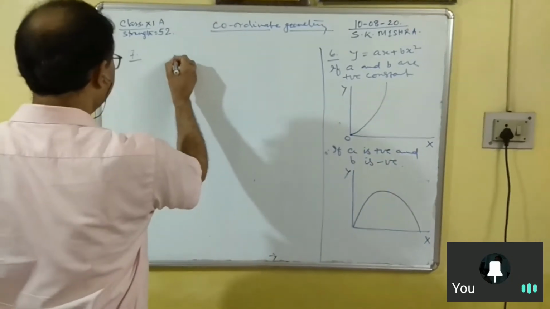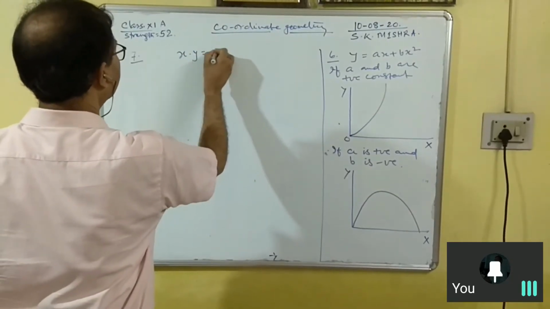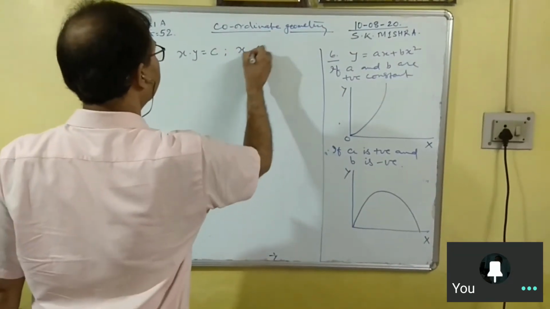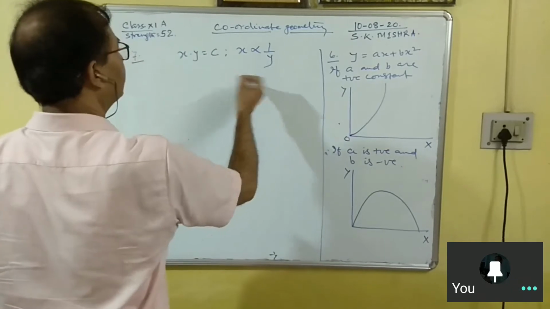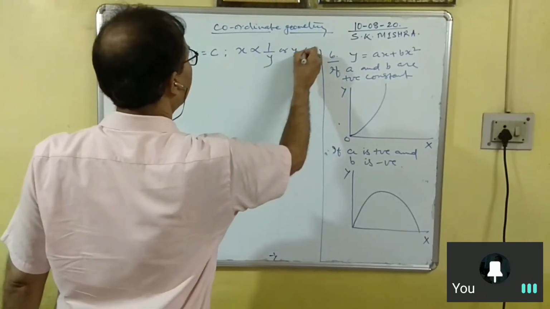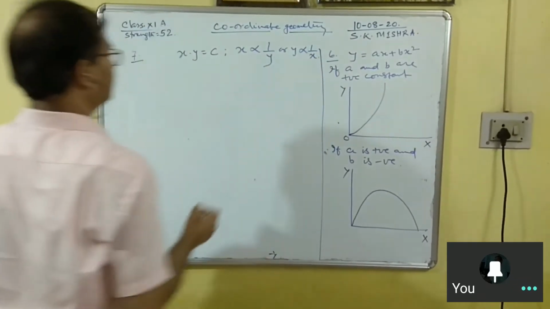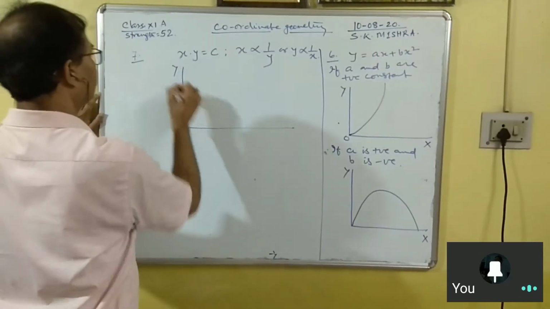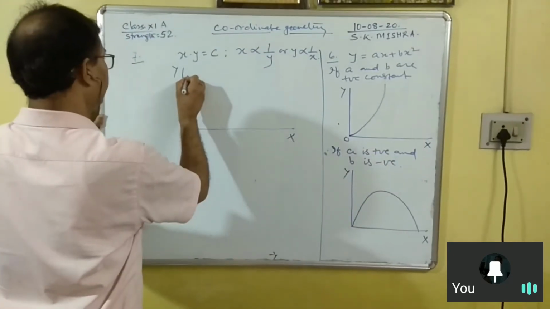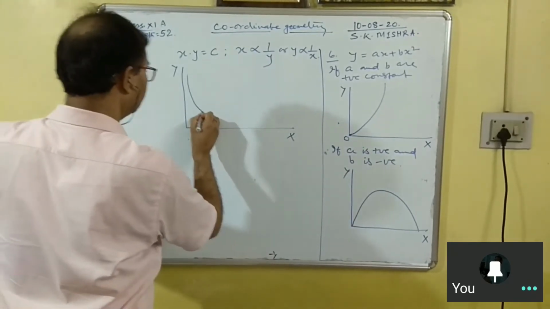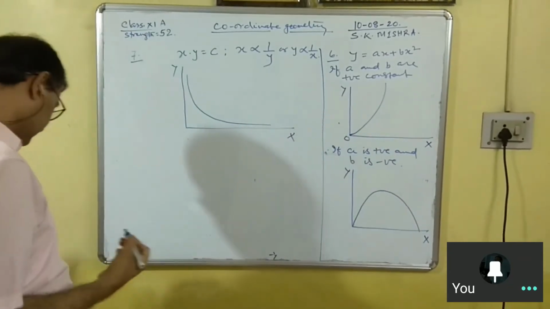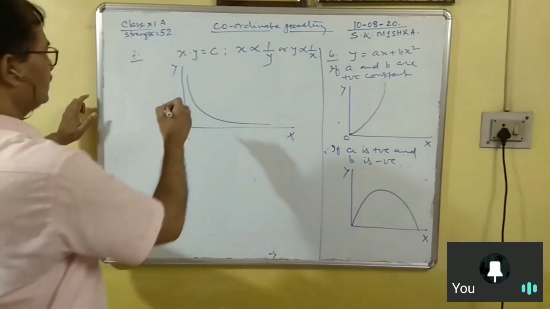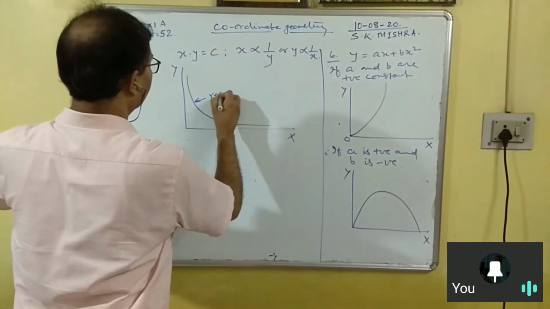7.1 is x into y is equal to a constant. It means x is proportional to 1 by y, inversely proportional to y, or y is inversely proportional to x. Then if you plot the graph between y and x, the graph will be like this. It is a rectangular hyperbola. This is called rectangular hyperbola.